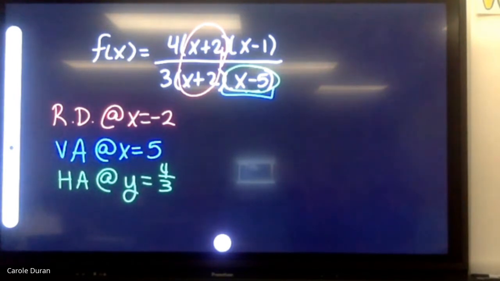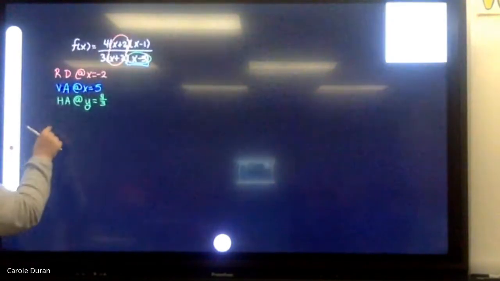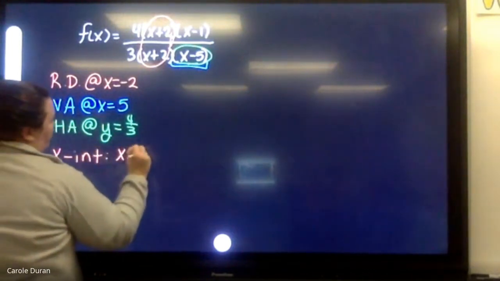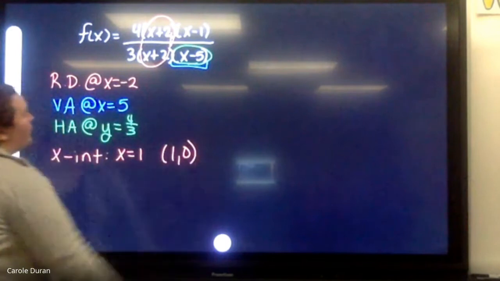Okay, am I finished? No. What else did I ask for in this problem? Your intercepts, which means my x-intercept or intercepts, and my y-intercept or intercepts. The easiest way to do this: my x-intercepts are any factors left in my numerator that were not a hole. So do I have anything left in my numerator? Yeah. Which I set equal to 0 and solve, and I get x equals 1 is an x-intercept, which you could also write as the point (1, 0).